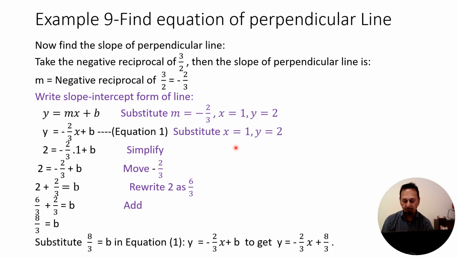Now we substitute x equals 1, y equals 2. The equation becomes 2 equals negative 2/3 times 1 plus b. Simplify: 2 equals negative 2/3 plus b. Move the negative 2/3 to the left side: 2 plus 2/3 equals b. In order to add, replace the 2 with 6 over 3. So we have 6 over 3 plus 2 over 3. Now we add: b is 8 over 3. Now we substitute b equals 8 over 3 in equation number 1, y equals negative 2/3 x plus b, to get y equals negative 2/3 times x plus 8/3, and that's the equation of the perpendicular line.